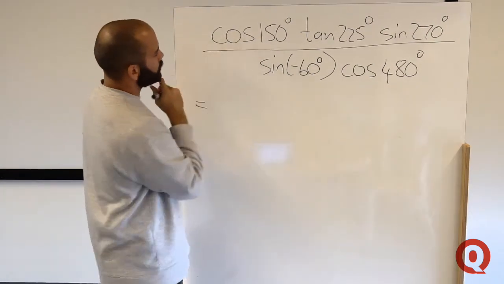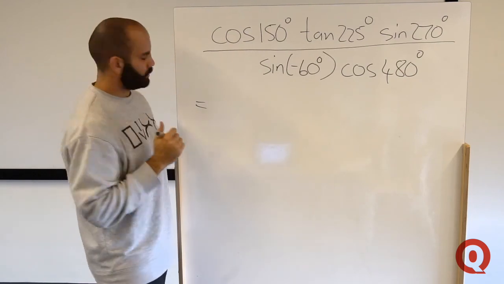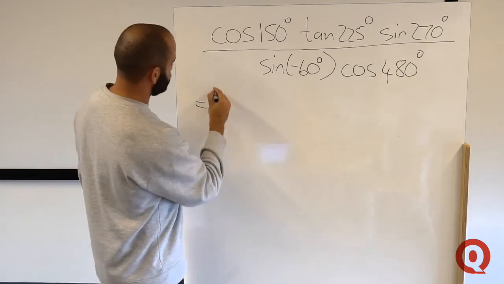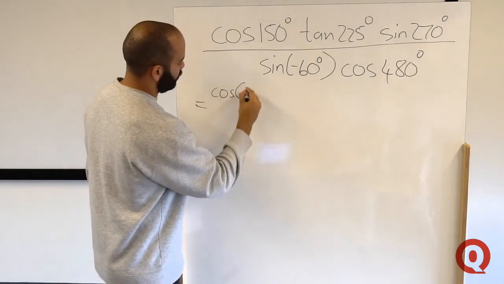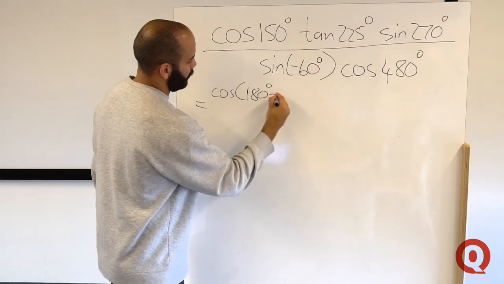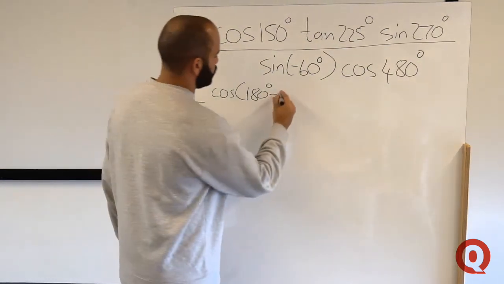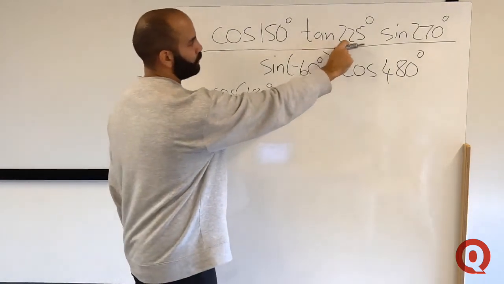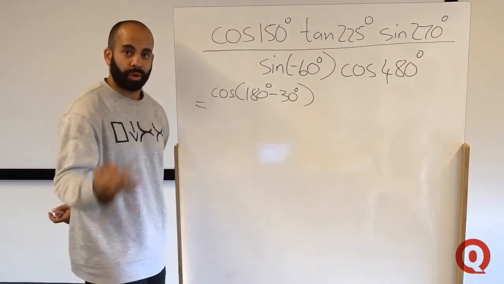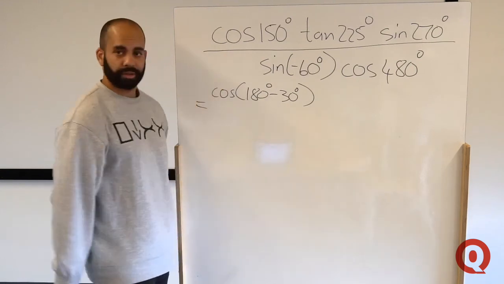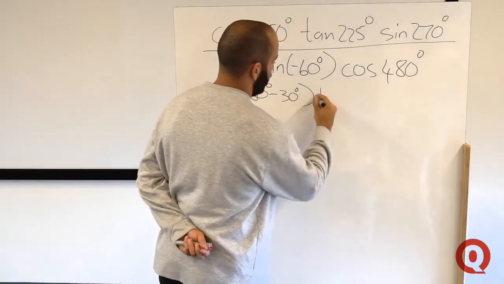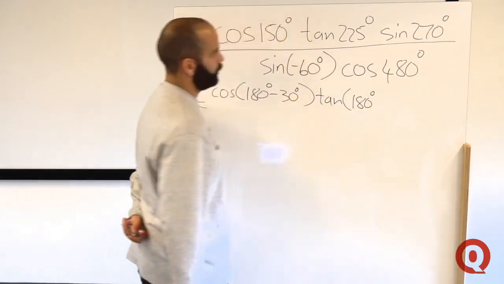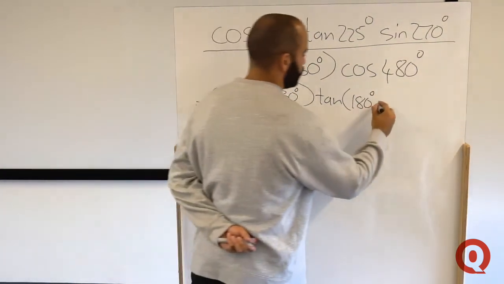So, let's start off with cos of 150 degrees. That can also be rewritten. You know we're dealing with quadrant 2 as cos of 180 degrees minus 30 degrees. You know that tan of 225, which now puts it in quadrant 3, where it should be positive, would be tan of 180 degrees plus 45.